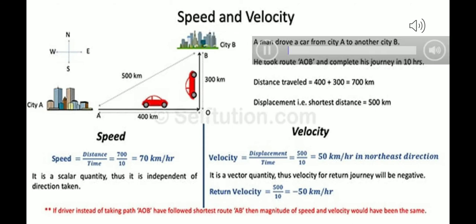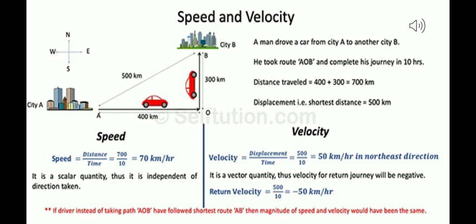Now we have speed and velocity. Speed, you must have done so many questions in mathematics regarding speed, distance, and time. So, speed is distance upon time. Distance per unit time is speed. That means rate of change of distance is speed. Whereas velocity, rate of change of displacement, is velocity. Displacement upon time is velocity.